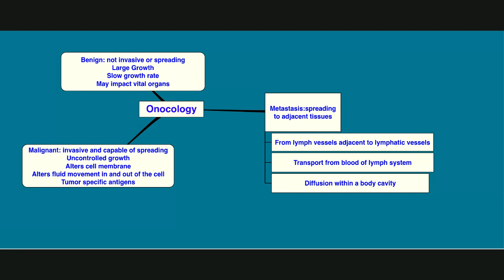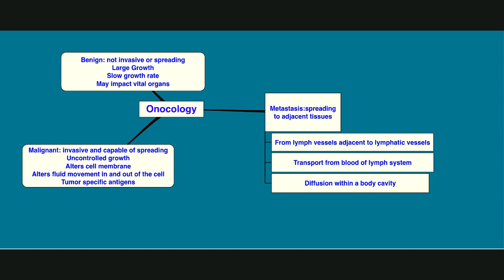So benign is not invasive or spreading. It can grow very large, but it grows at a very slow rate. And it can impact some vital organs. So depending on the location of the tumor and where it's at, depending on how slow the rate of growth, it can start to put pressure on an adjoining or an adjacent organ, so that way you can have some pain just from the benign tumor.